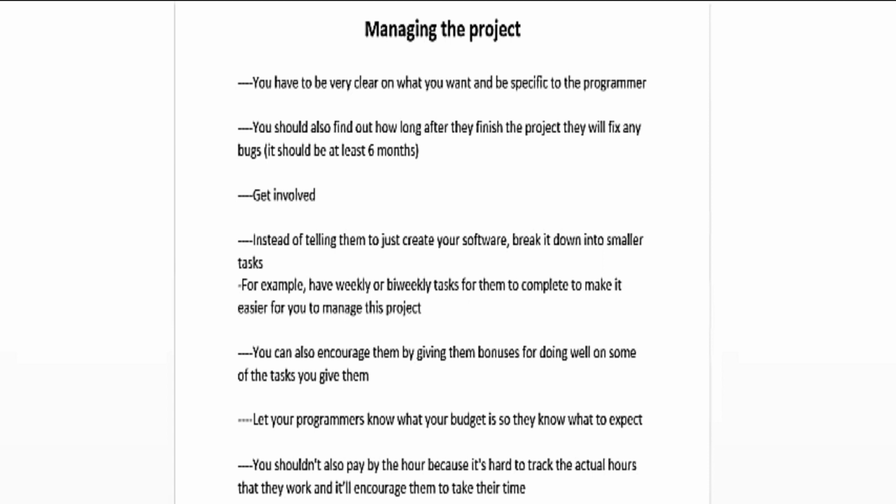Okay, and you also want to let your programmers know ahead of time what your budget is so they know what to expect. And so with that being said, you shouldn't pay by the hour because it's hard to track the actual hours that they work, and that only encourages people to take their time on your project.